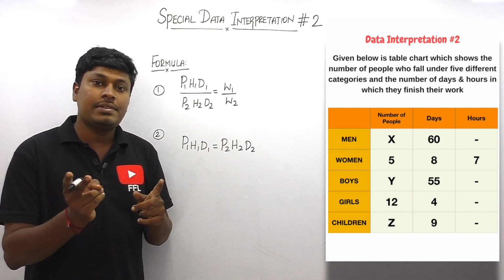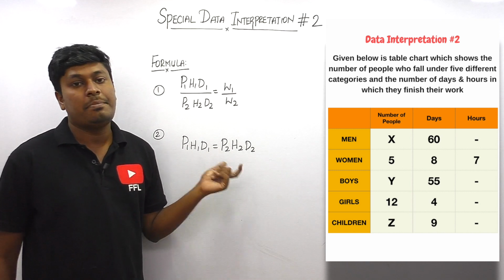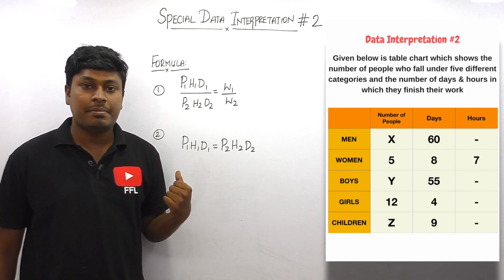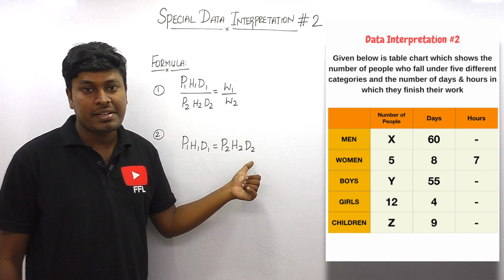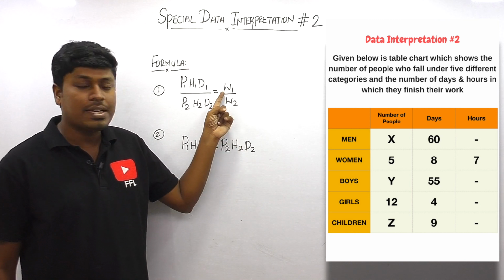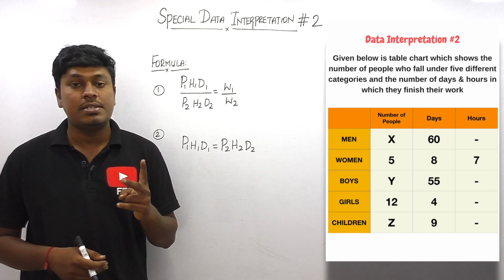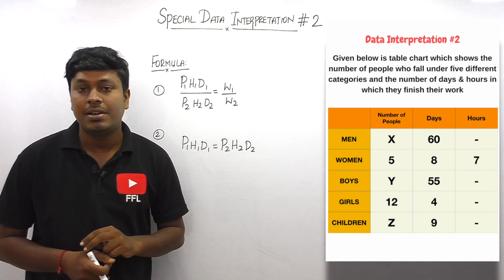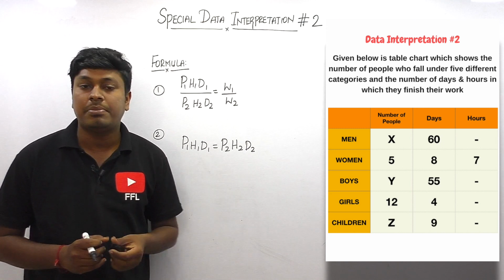In both the cases, if the work is the same, or they are doing the same work, then you can use the formula P1 H1 D1 is equal to P2 H2 D2, where P determines the number of persons working, H determines hours, and D determines days. In formula number 1, W1 and W2 denote works in various conditions. So these are the two most important formulas before solving every time and work data interpretation. Now let me move on to the questions based upon this chart.